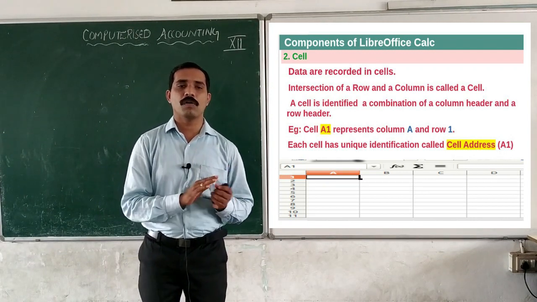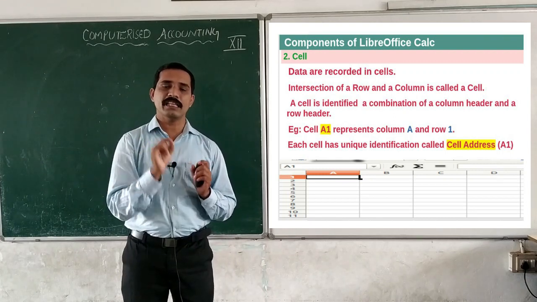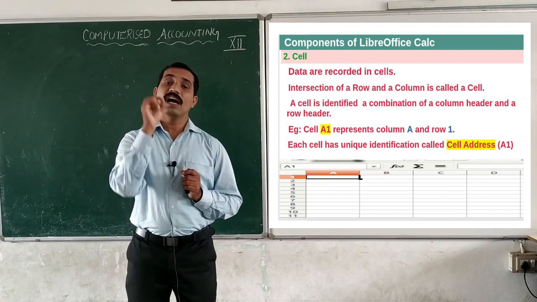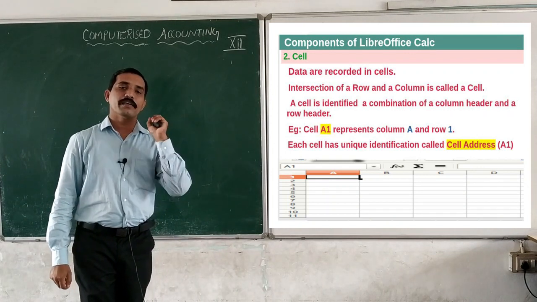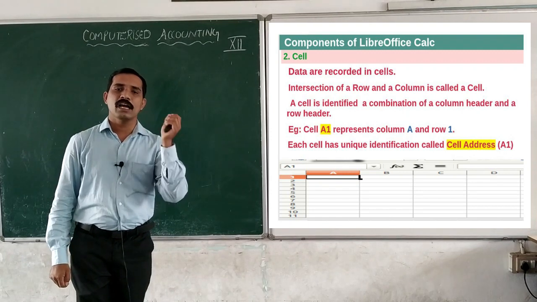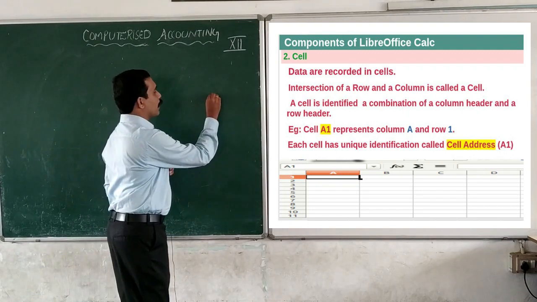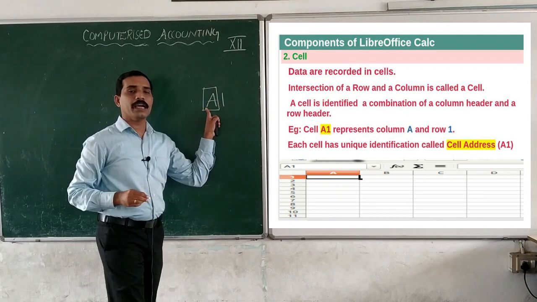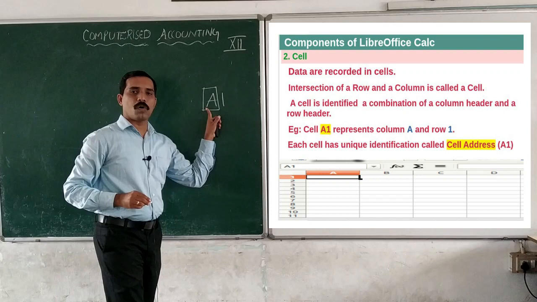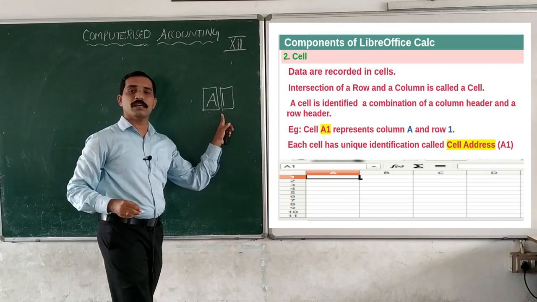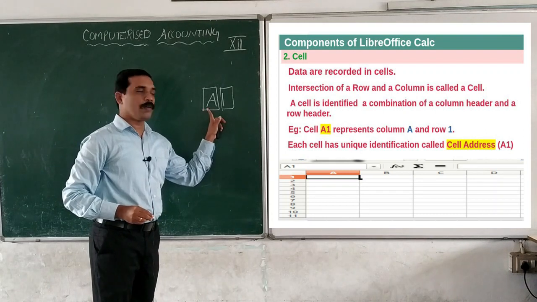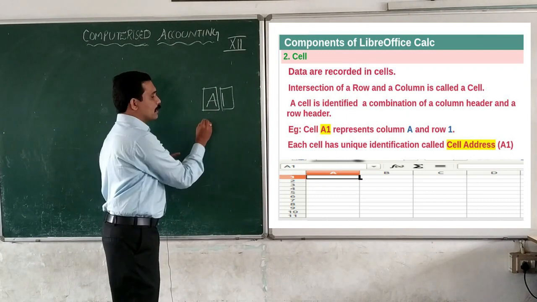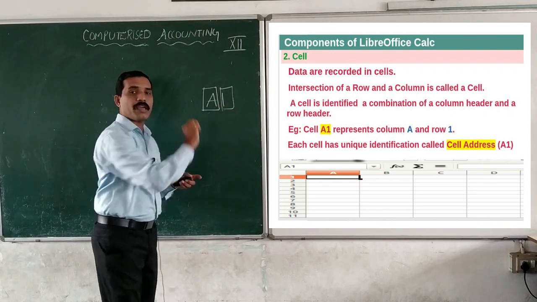So for example, in cell A1, A represents the column and 1 represents the row. Each cell has a unique identification, which is called the cell address. So this A1 is a cell address. A is the column and 1 is the row. A1 is the cell address.